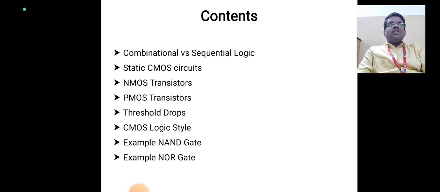The next topic is that the combination of NMOS and PMOS is called a CMOS circuit. What is an NMOS transistor? What is a PMOS transistor? Next is the threshold voltage, which means the minimum voltage to turn on the transistor, meaning NMOS and PMOS transistors. The next one is CMOS logic style, which type of CMOS is used in VLSI design circuits. The last one is the example of NAND gate and NOR gate using CMOS logic circuits.